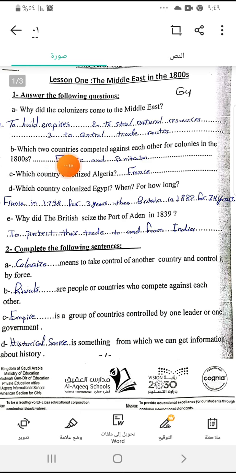B. Which two countries competed against each other for colonies in the Middle East? They were France and Britain. C. Which of them colonized Algeria? It was France. D. Which country colonized Egypt, when and for how long?